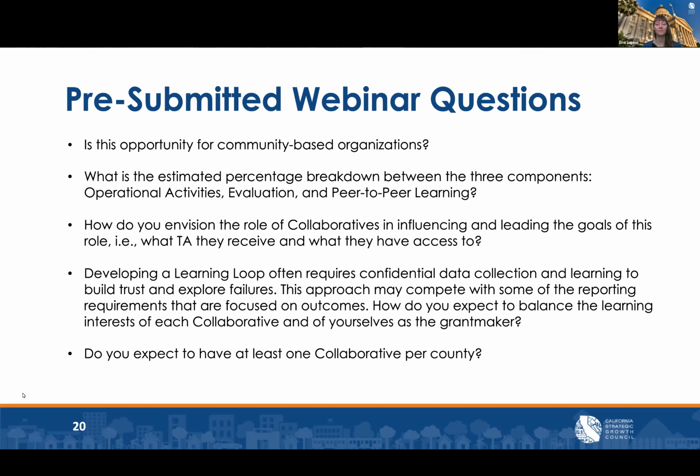Great. Yeah, totally. Thanks for lifting that piece up as well. So then in terms of developing a learning loop that often requires confidential data collection and learning to build trust and explore failures, this approach may compete with some of the reporting requirements that are focused on outcomes. How do you expect to balance the learning interests of each collaborative and yourself as grant maker?